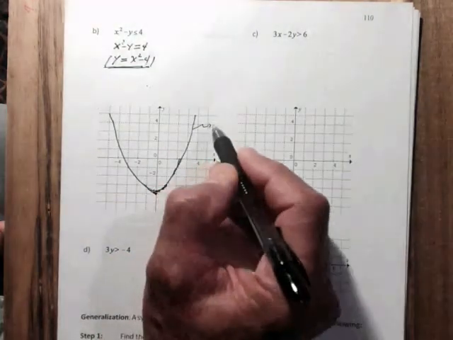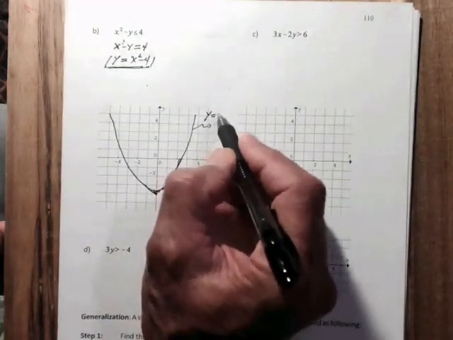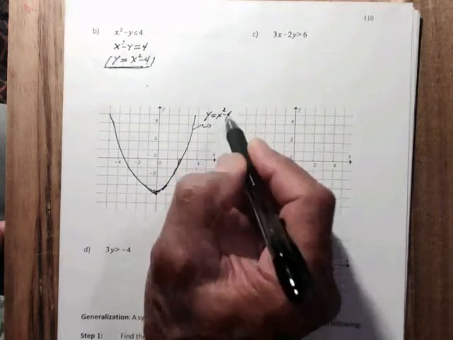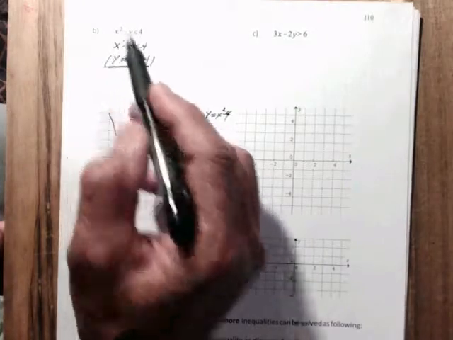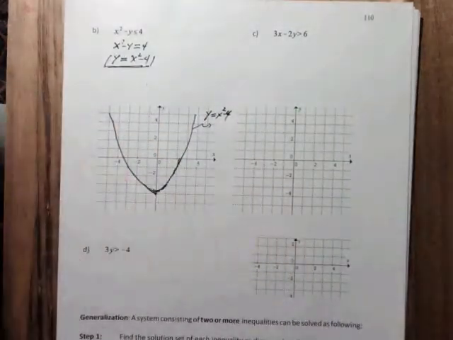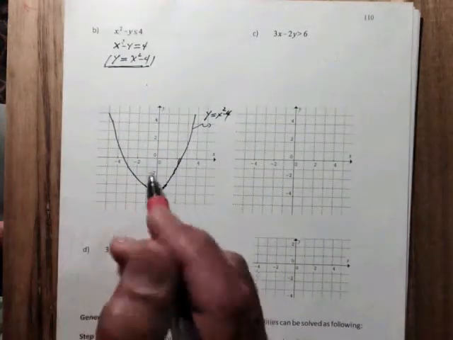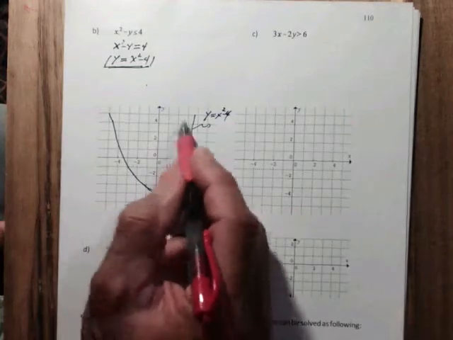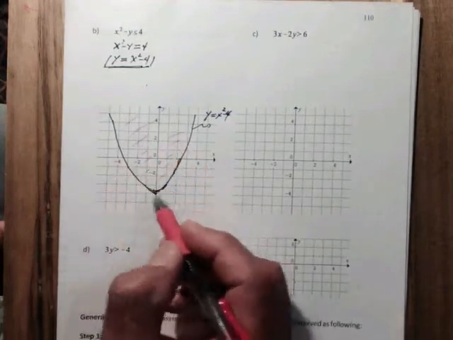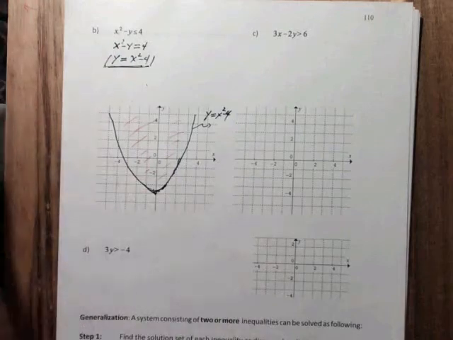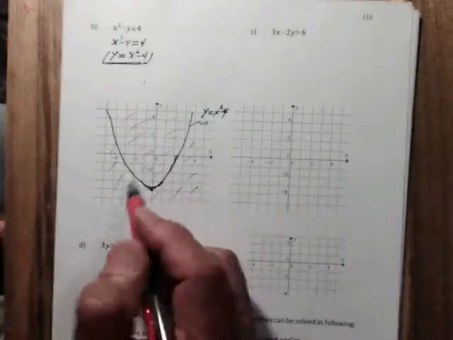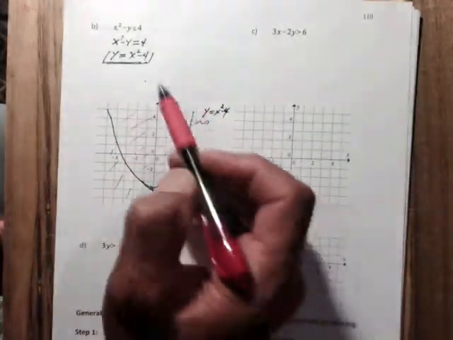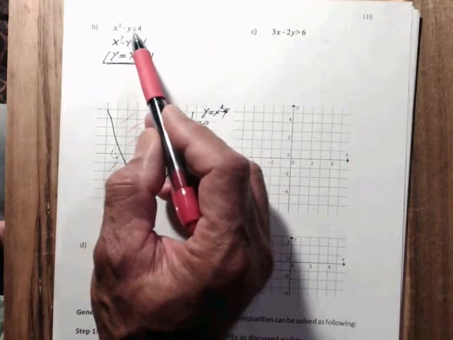This is y equal to x squared minus 4. This is the borderline for this inequality. So you have points inside versus points outside, and you want to know which side are the solutions. The line itself are all solutions because we have equality.